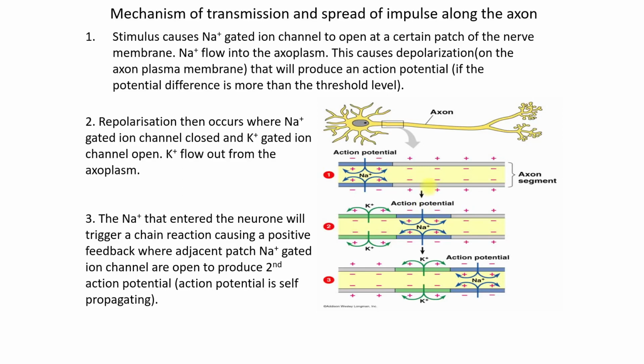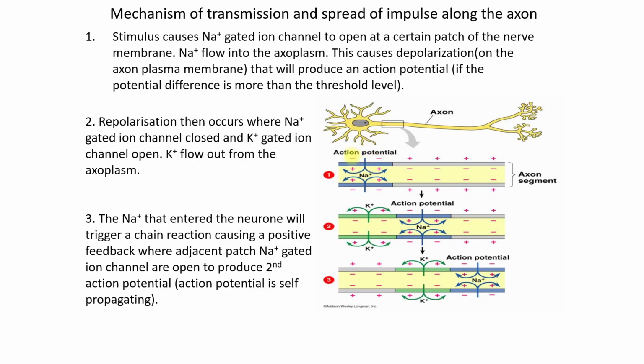So we can say that the action potential is self-propagating. The sodium ion channels in the first patch, when open or activated, allow the influx of sodium ions into the axoplasm, and the accumulation of sodium ions in the first patch will trigger the sodium ion channels on the second patch to open and allow the influx of sodium ions into the second patch. Now, when the sodium ion channels open on the second patch, the ones on the first patch will be inactivated or closed.